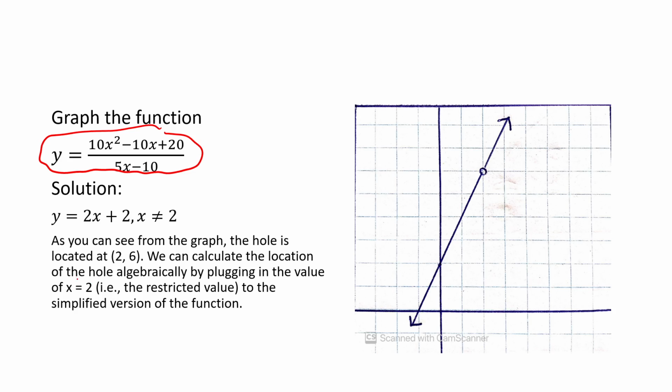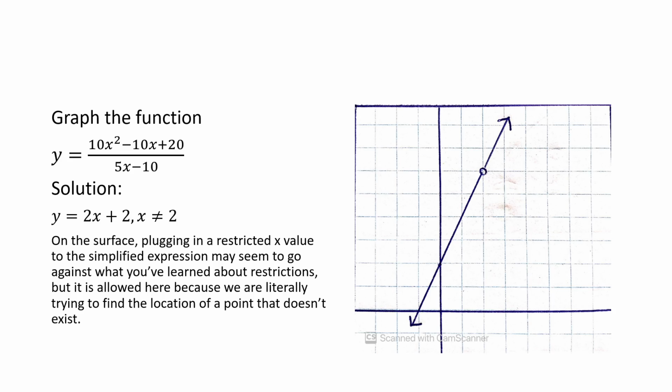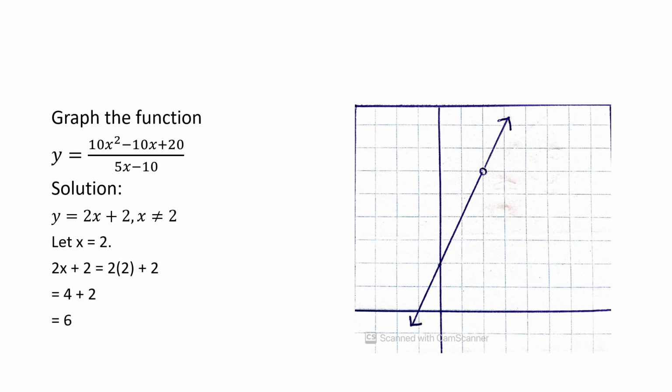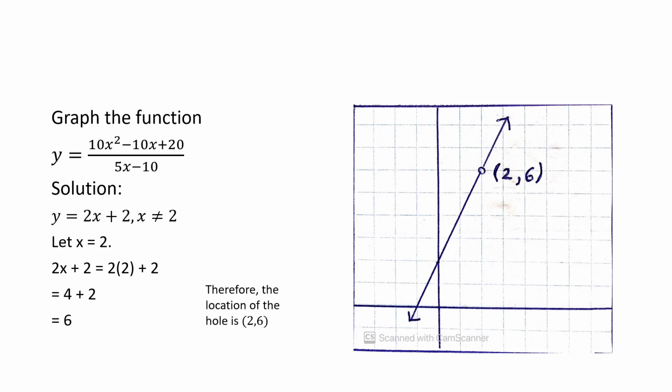But we can plug an x value of 2 into the simplified portion of the function. Now that looks a little weird at first because you're saying to yourself, well, we can't plug a restricted value in, that's why it's restricted. But what we're actually doing is plugging that restricted value into the simplified version to determine the y-coordinate of the point that's missing. So in a weird way, it makes sense to do that. And when we do that, we let x equal 2, and y ends up equaling 6. And that tells us that the location of the hole is at the point 2, 6.